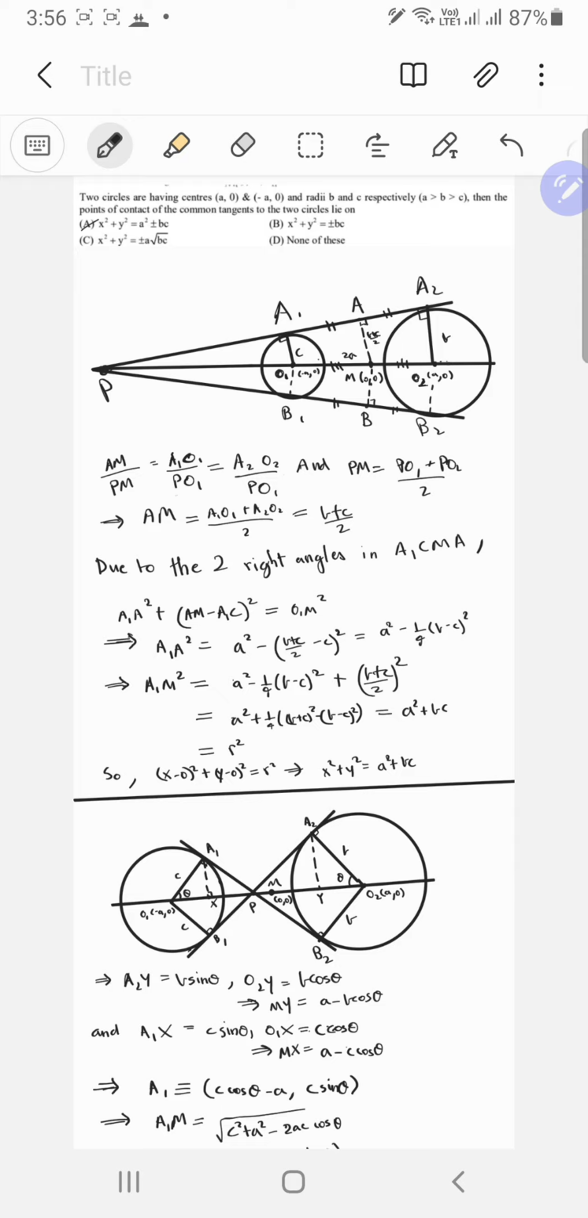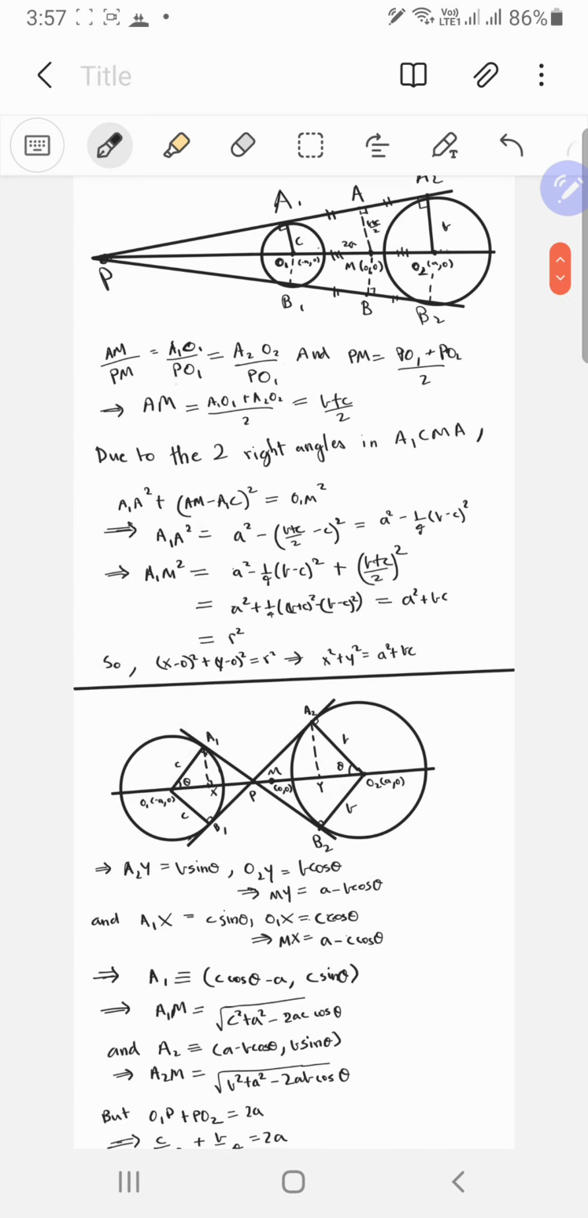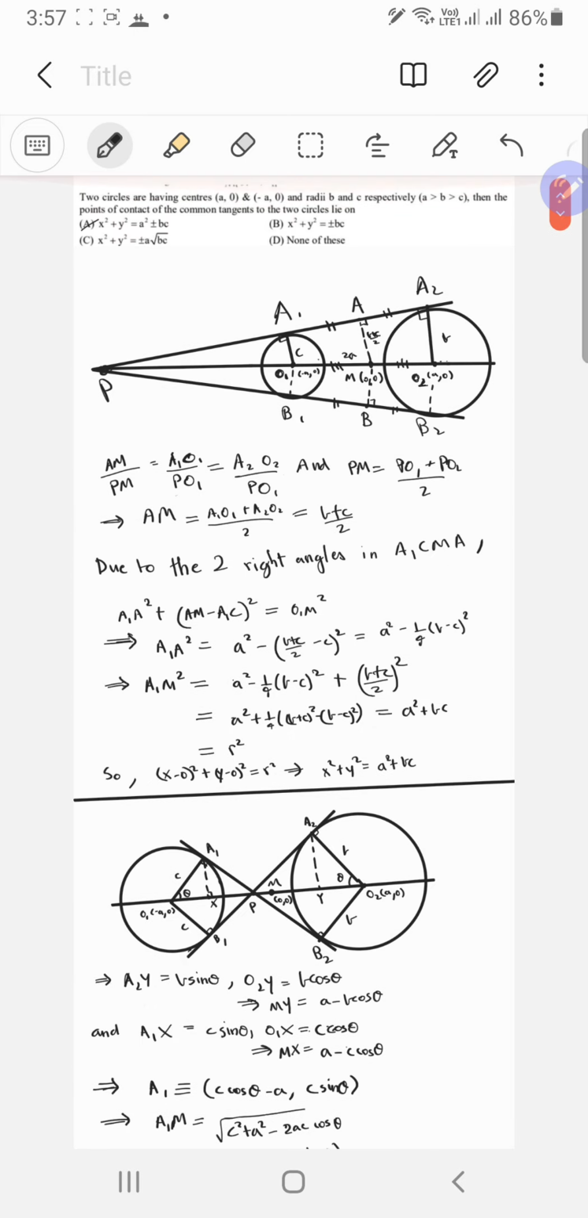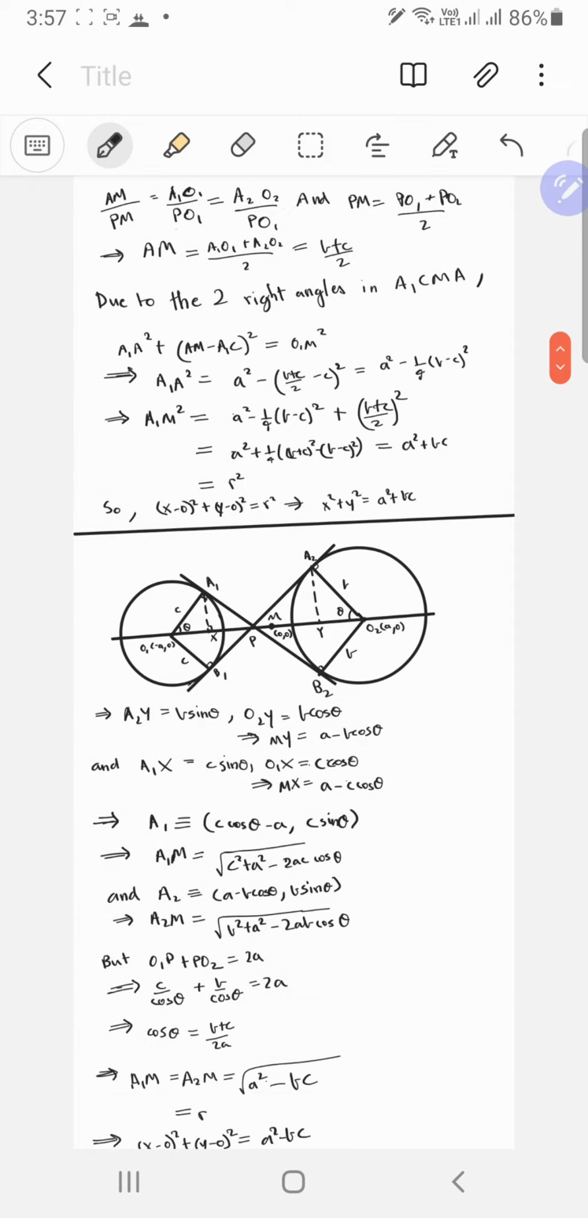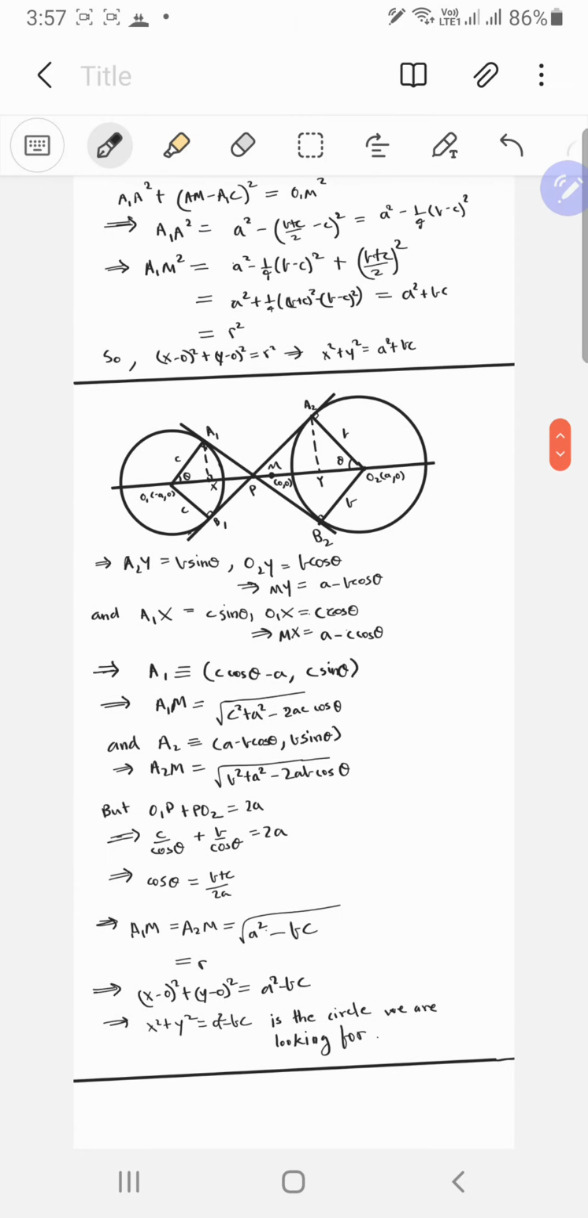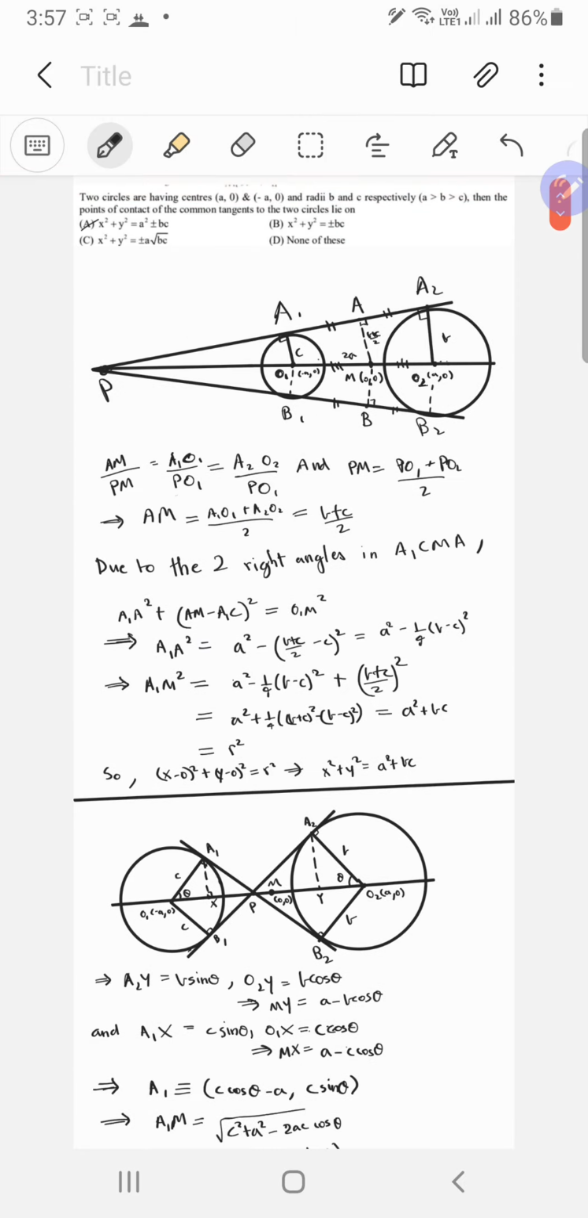So they are asking for the locus of those points of contact, which are A1, B1, A2, B2. And it turns out that the locus is going to be two circles, one where you have a squared plus bc as the radius squared, and the other where you have a squared minus bc as the radius squared. I've drawn these two cases, and the first one has the radius squared a squared plus bc, and the second one has a squared minus bc. So this is a picture for the first case.